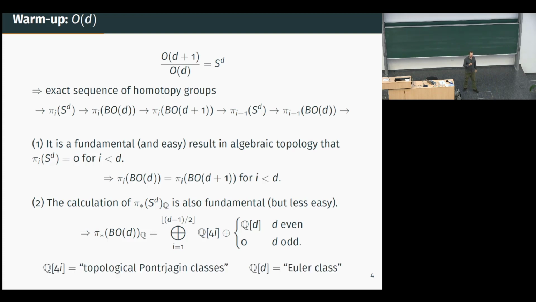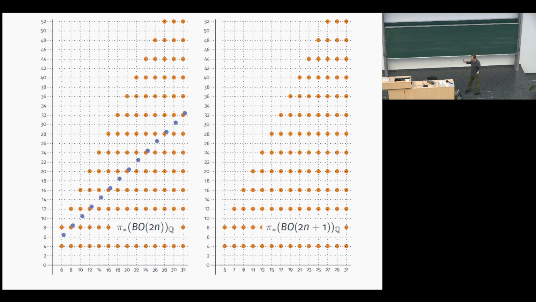These copies of Q also have a meaning. I mean, they're not just some random vector space. They correspond to characteristic classes that you might have studied in a course on algebraic topology. These ones in degree 4i are the so-called Pontryagin classes, and this one in degree d, when it exists, corresponds to the so-called Euler class. So this is all very symbolic. So this is what it actually looks like.